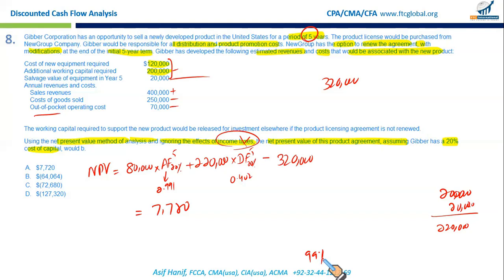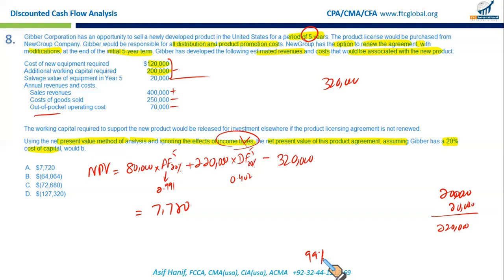7689. Maybe there's a little rounding error. Let me calculate this. 80,000 times 2.991 plus 220 times 0.402 less 320,000. It's 7720. So please redo.